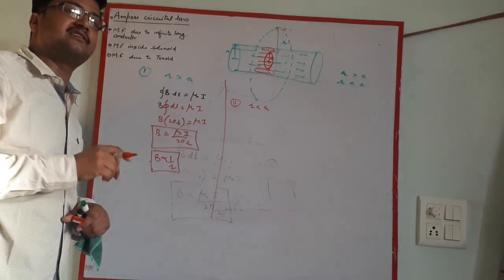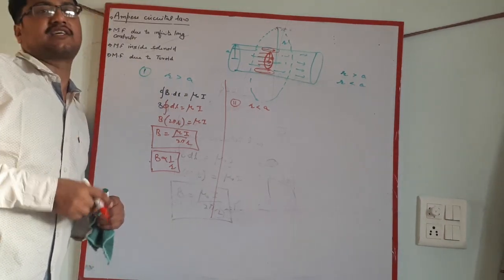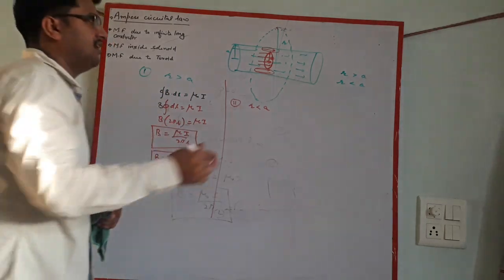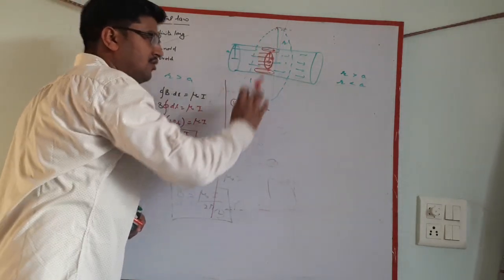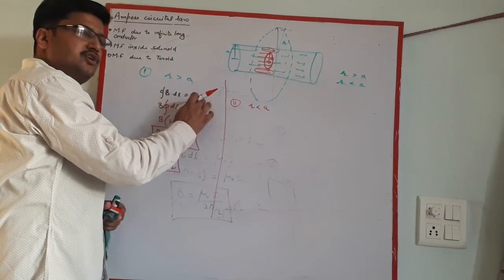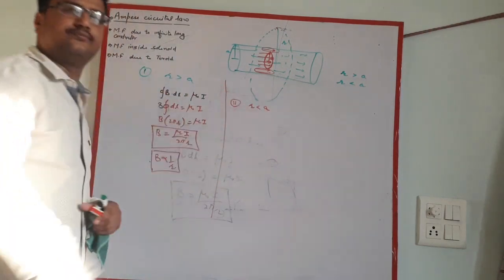Sometimes the question says that the current is a surface current. If the current is a surface current, then straightaway the current inside the loop is 0. Therefore, the integral of B dot dl is equal to mu naught into 0, which is 0. So B is equal to 0.